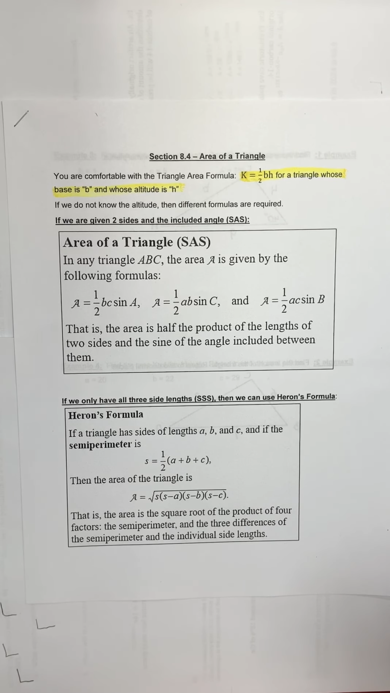Trig students, this is section 8.4. It's your last section in chapter 8. It's very short. We just have 4 examples here, and it's all about the area of a triangle.